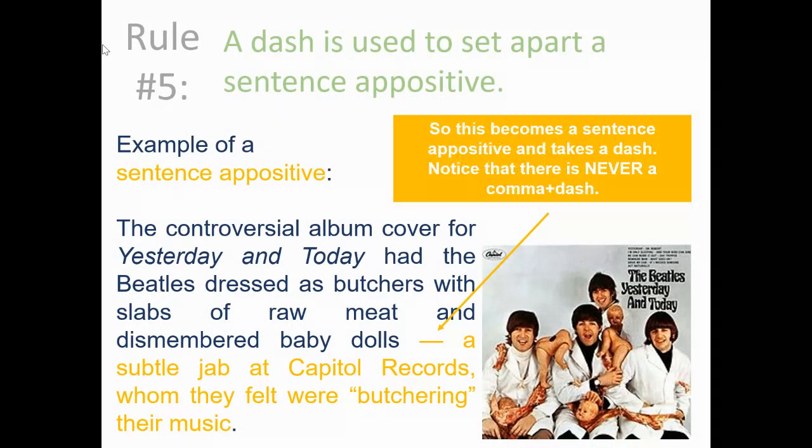So this becomes that sentence appositive, and therefore I like the dash. So remember that it's always going to be a dash, but never a comma and a dash. That's always an incorrect choice.